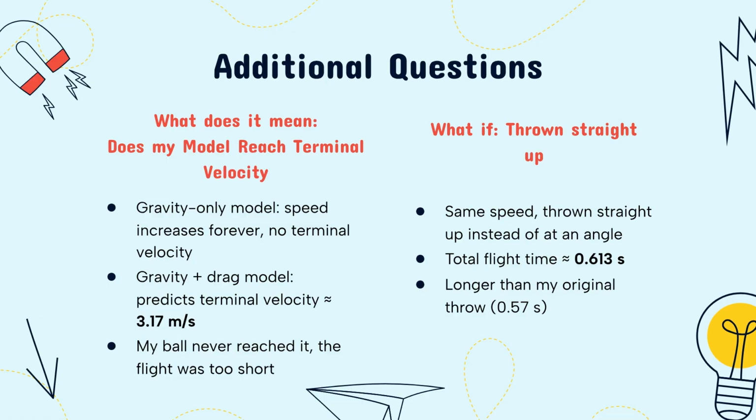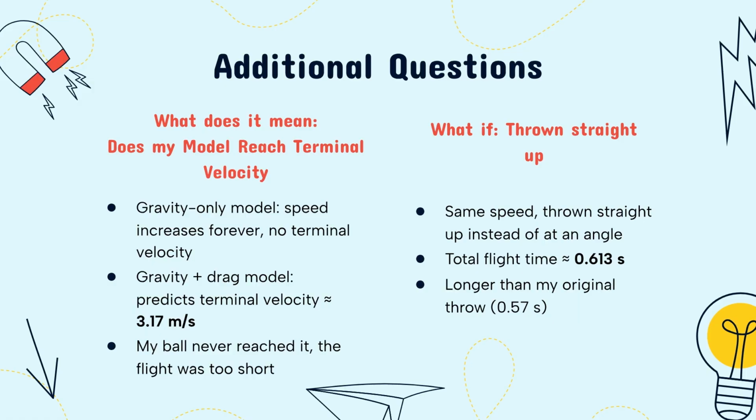If I wanted to test for it directly, I would need to drop the object from a much greater height and look at a velocity versus time graph. Terminal velocity would show up as the curve flattening into a horizontal line. The second question asks what would happen if I threw the same ball straight up with the same initial speed instead of at an angle.